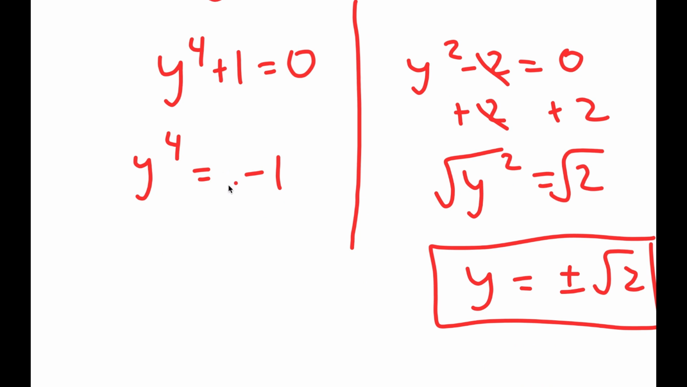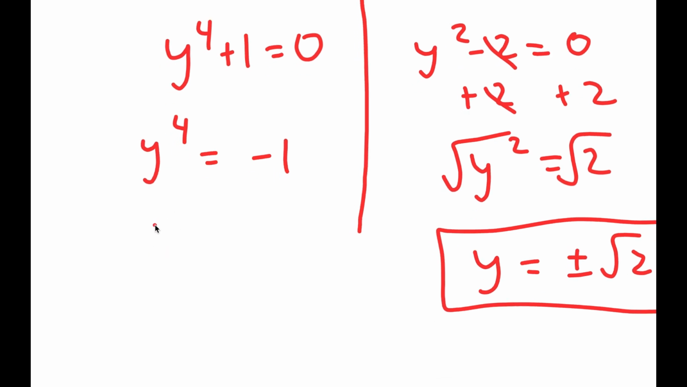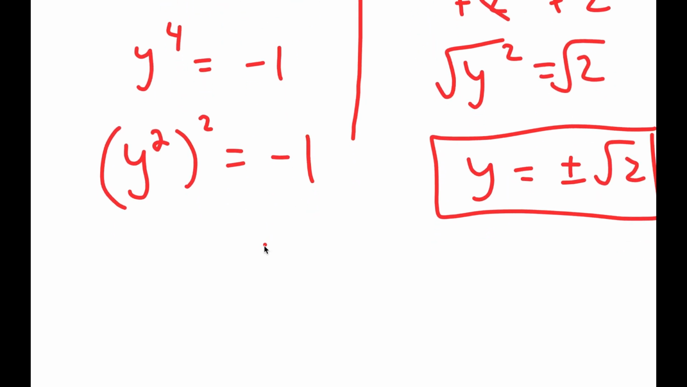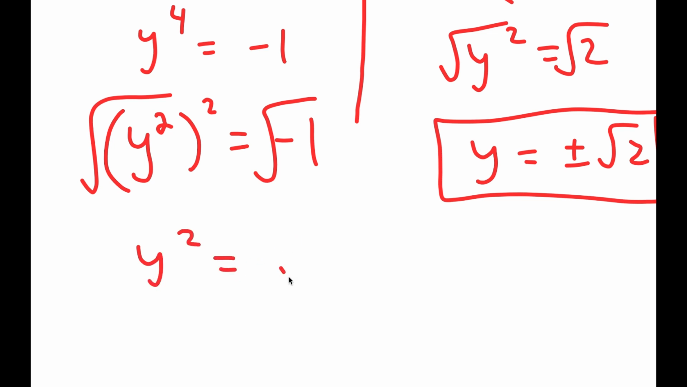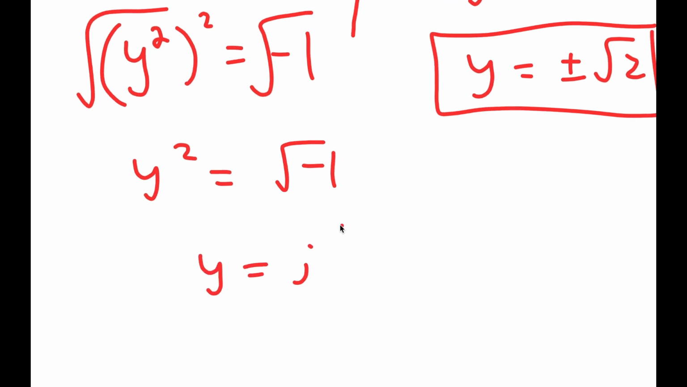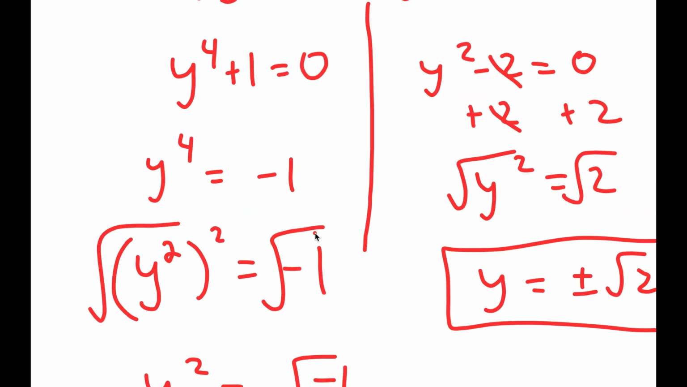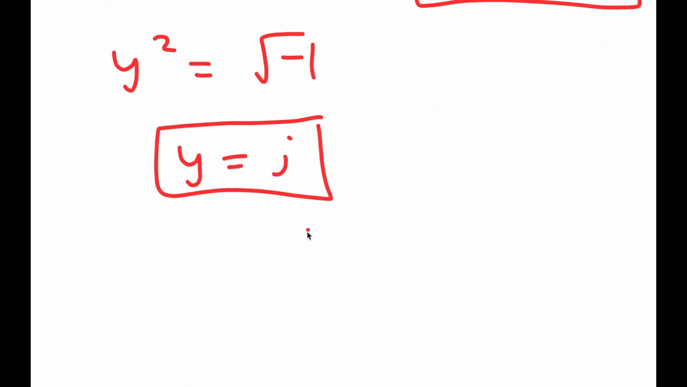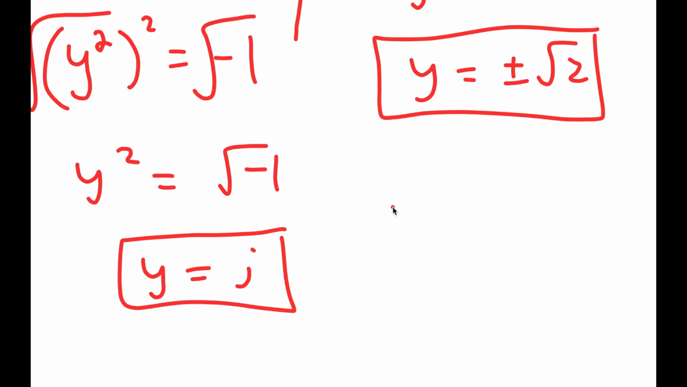And now from here, I'm going to rewrite y to the power of 4 as y to the power of 2 to the power of 2. Now, if I take the square root on both sides, I get y squared is equal to the square root of negative 1, meaning y is equal to i. So, these are my three solutions to this equation.